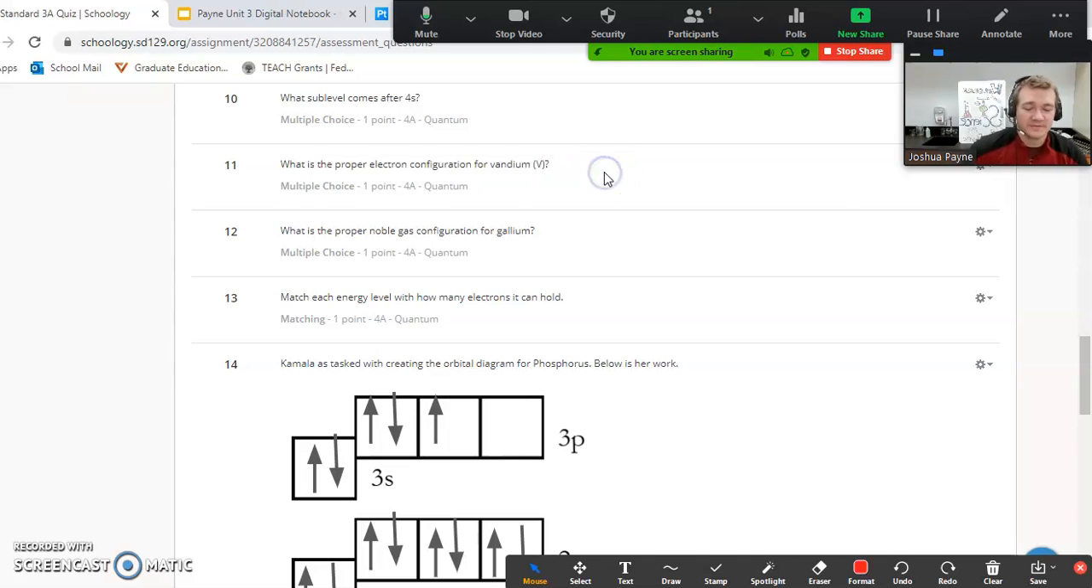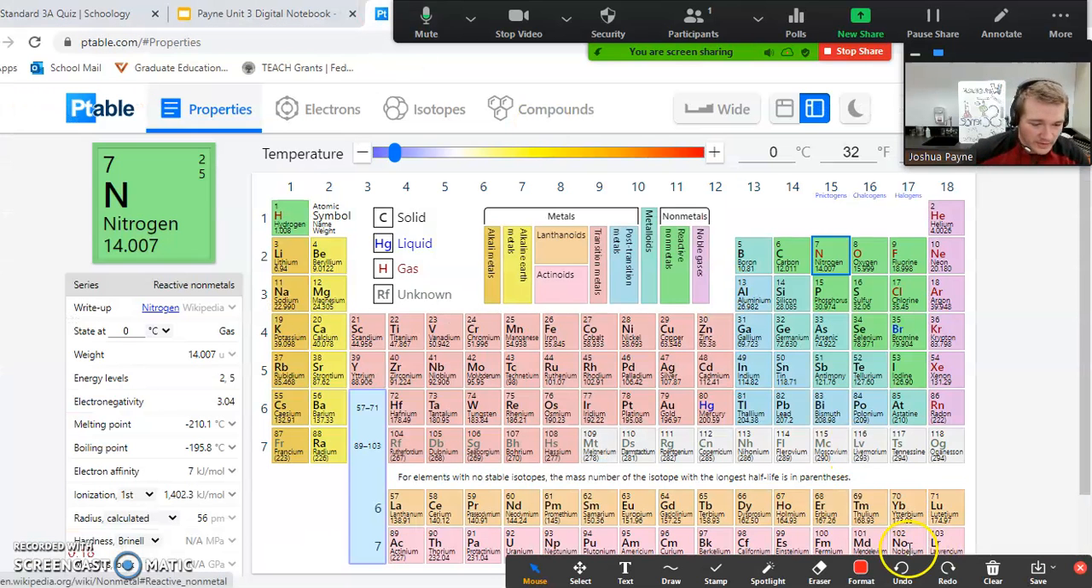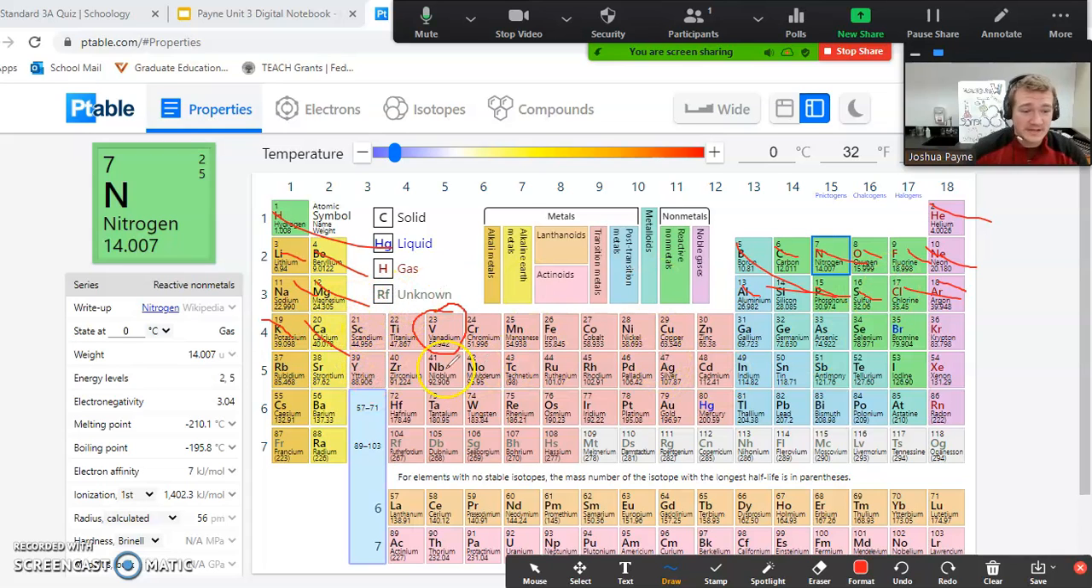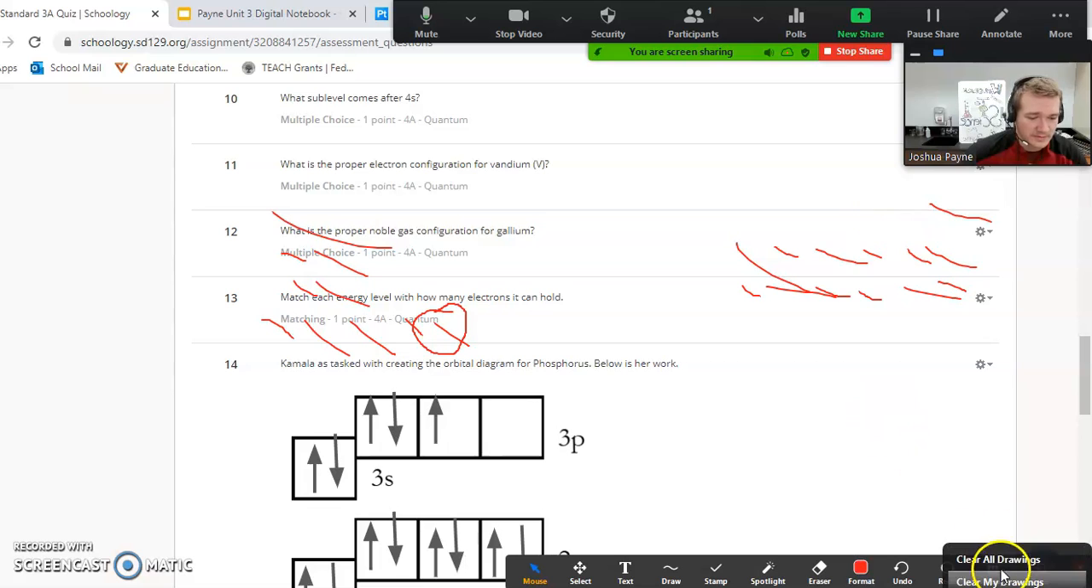What is the proper electron configuration for vanadium? Let's go ahead and look for vanadium. We see vanadium is right here in our transition metals, in the middle. If we were to do this in our head, we would say 1s2, 2s2, 2p6, 3s2, 3p6. Now we're at 4s2, and then we go not to 4d, we go to 3d, right? 3d, 1, 2, 3. So we go all the way up to 3d3.